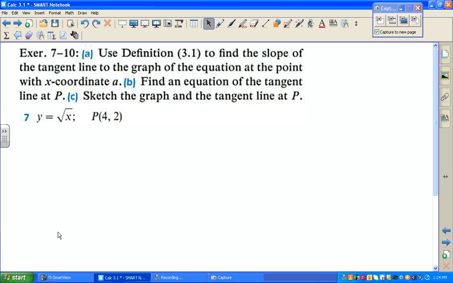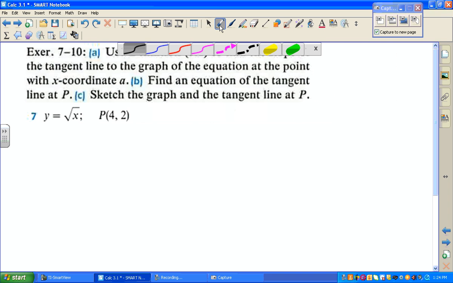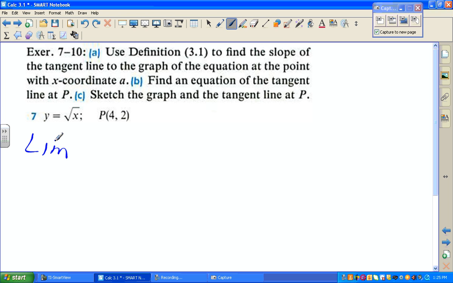Use definition 3.1 to find the slope of the tangent line of the graph, the equation of the x-coordinate of A. So, with that said, the limit as, what is it? H or A approaches 0?